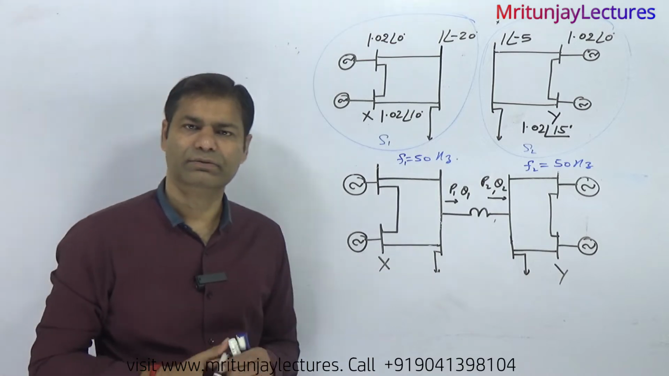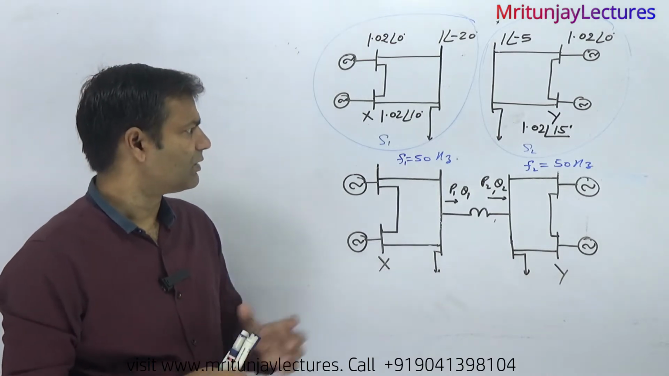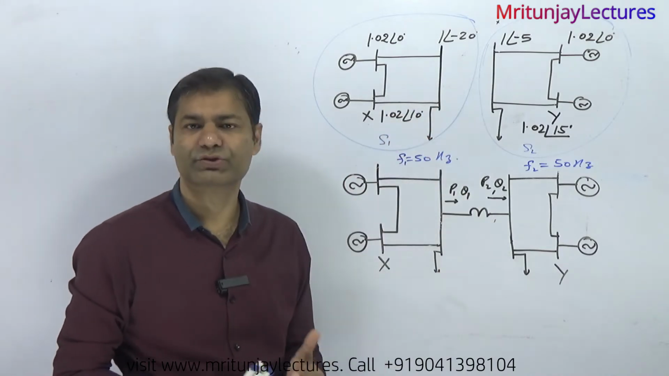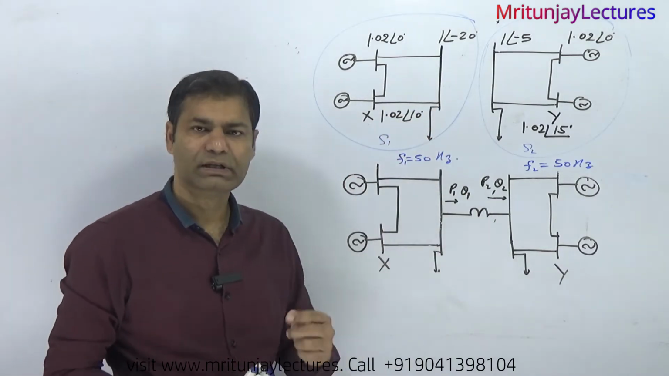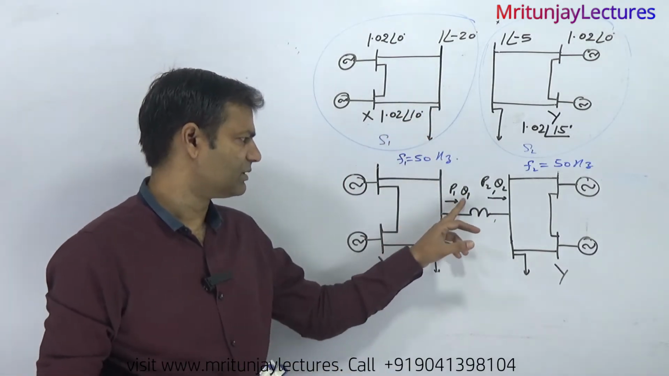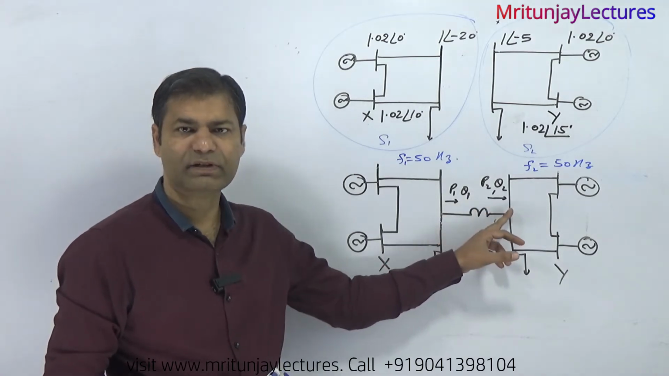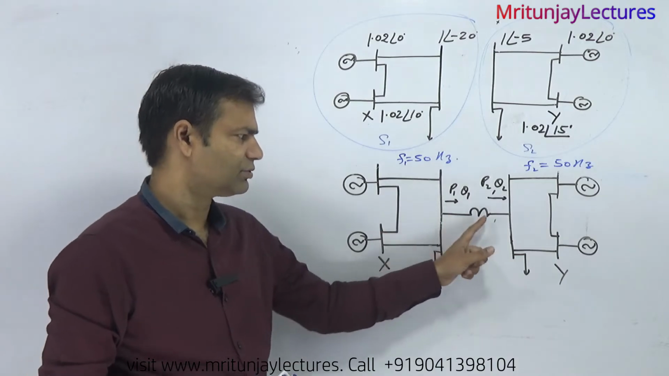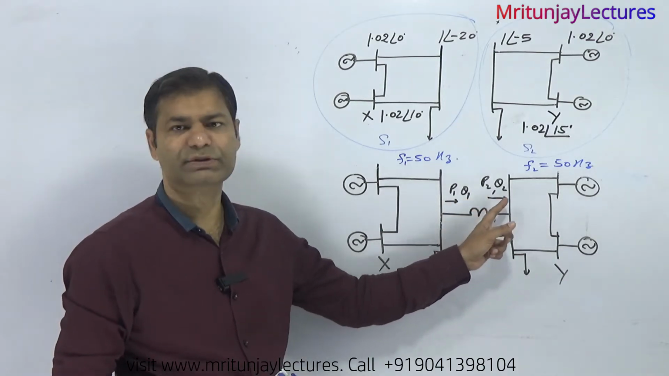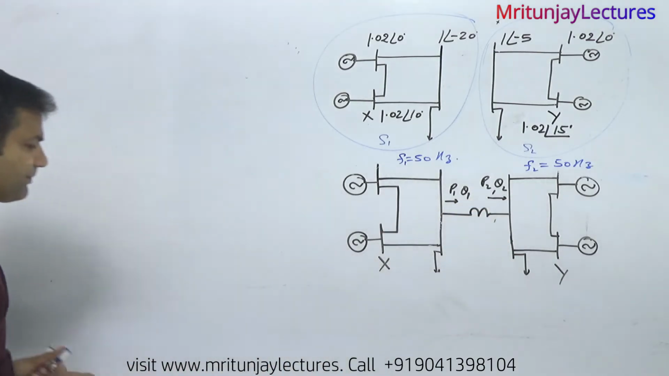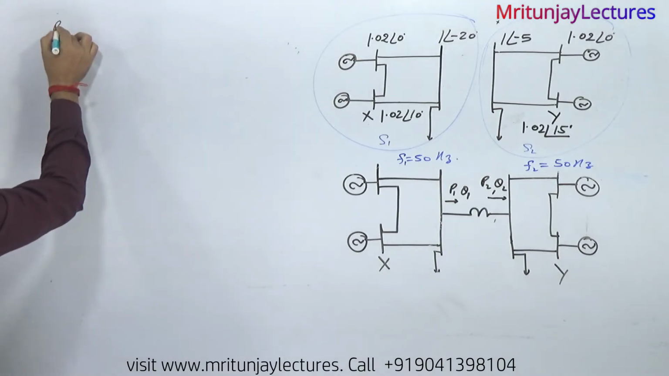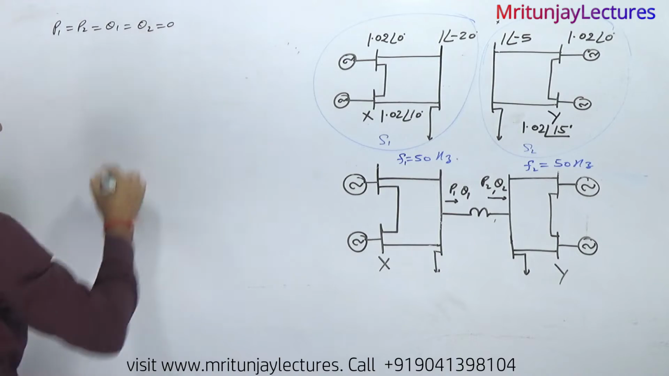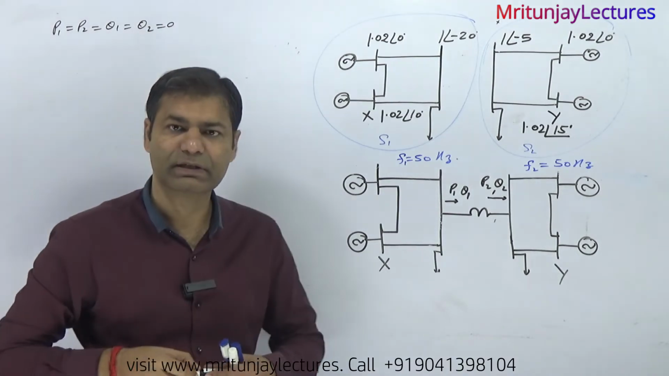Now at steady state, after interconnection with a short transmission line like this, what about power? P1 Q1 is sent and P2 Q2 is received. According to the question, P1 Q1 and P2 Q2 are equal to 0. So P1 equals P2 equals Q1 equals Q2 equals 0, according to the question.